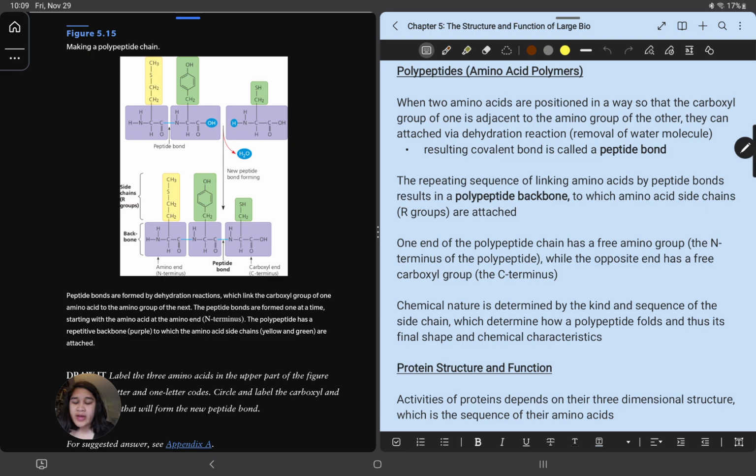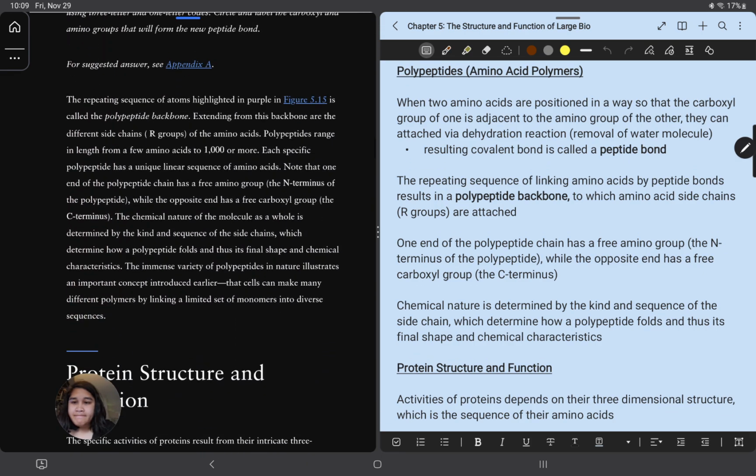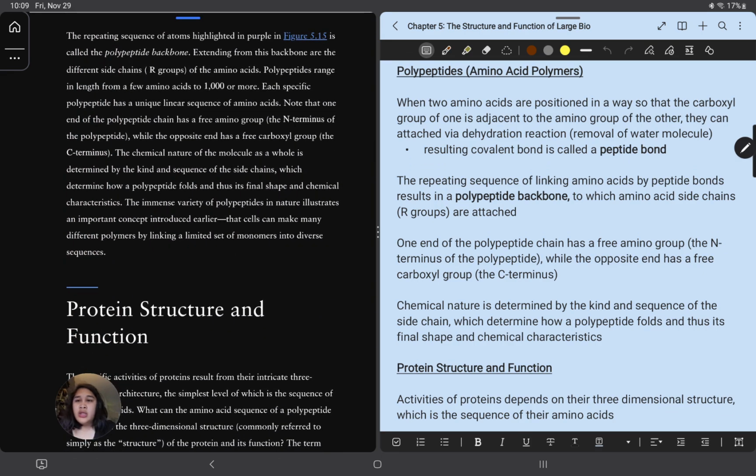So this is a chart of how they make a polypeptide. The repeating sequence of atoms highlighted in purple in 5.15 is called a peptide backbone. Extending from this backbone are the different side chains, R groups, of the amino acids. Polypeptides range in length from a few amino acids to 1,000 or more. Each specific polypeptide has a unique linear sequence of amino acids.